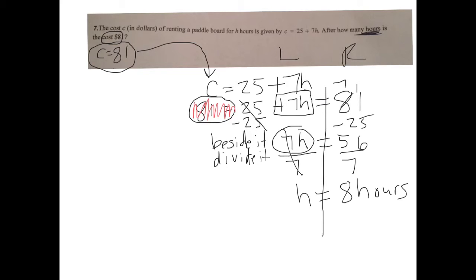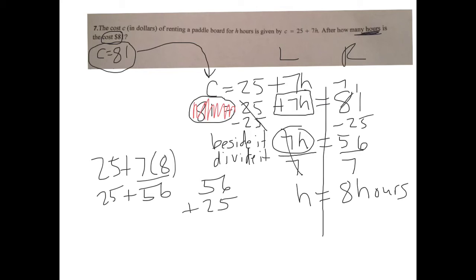All right, so the cost for renting a paddleboard, if we rent it for 8 hours, is going to be $81. And we can check our work by doing 25 plus 7 times 8 hours. 7 times 8 is 56, plus 25: 5 and 6 is 11, carry the 1, 5, 6, 7, 8, 81. So that is the correct answer. All right, let's take a look at the next one.